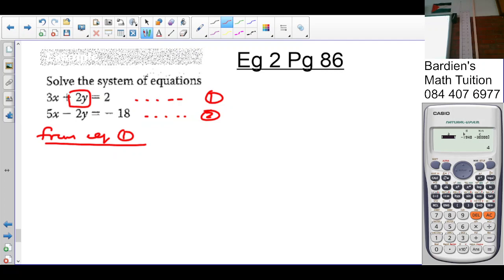So make y the subject. You got y as the subject of the formula now? Yes. So what do we have? 2y equals negative 3x plus 2.